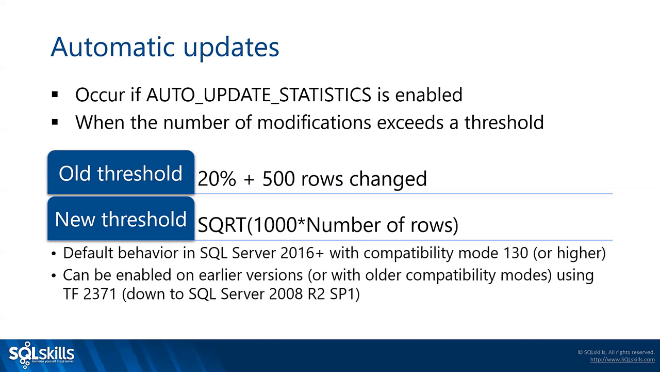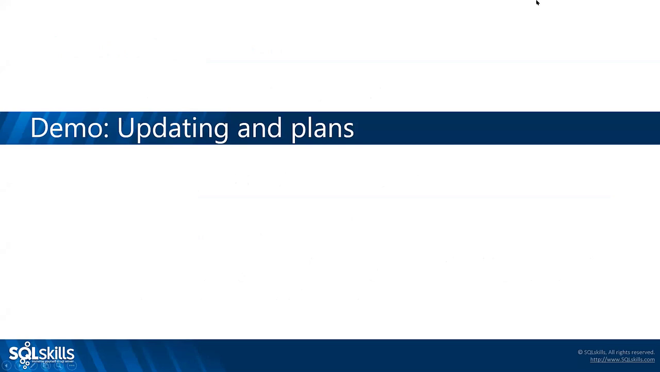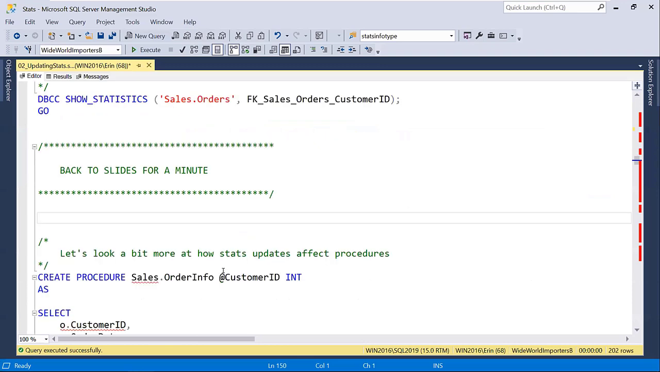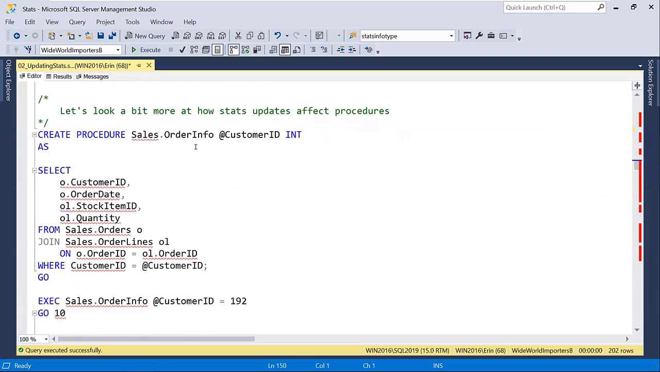So this is the default behavior in 2016 and higher if you have compatibility mode 130 or higher if you're on a later version. You can enable this on earlier versions using trace flag 2371. So that goes all the way back to 2008 R2 SP1. So I just wanted to point out that update because now we're going to talk about these automatic updates with SQL Server and what happens with our plans. So particularly, I want to talk about the plans as they relate to our procedures.